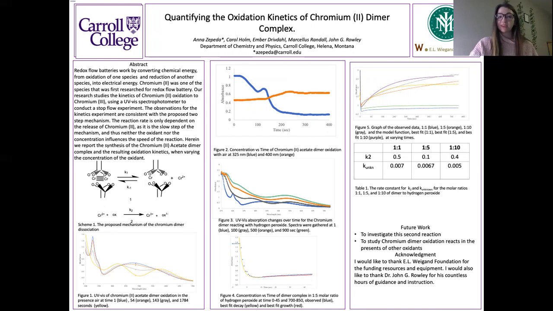We also want to study the oxidation kinetics of the chromium dimer using different oxidants. We want to see whether or not that K2 is the same no matter what oxidant we add, again to help support our proposed mechanism. And then from there, we would add different ligands to find the ligand that helps us best control the oxidation kinetics. Thank you.